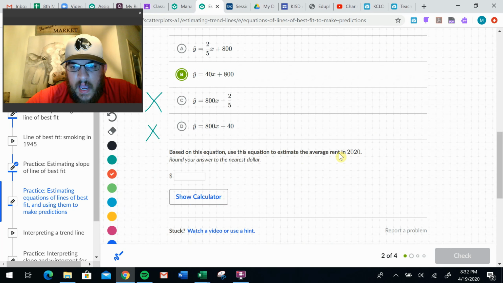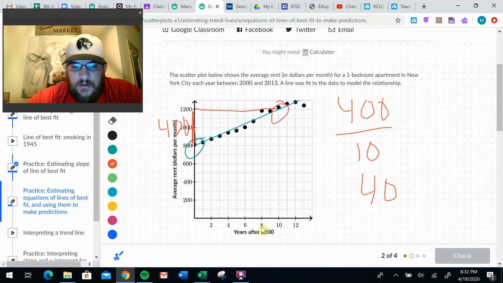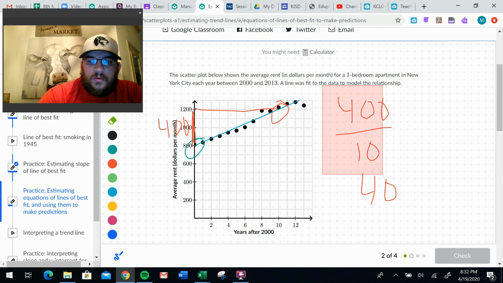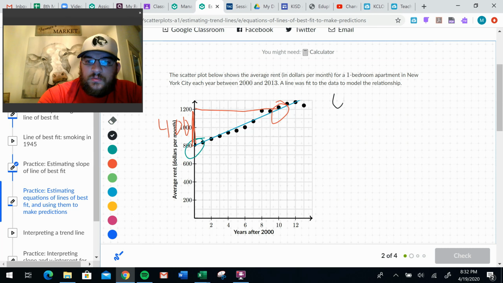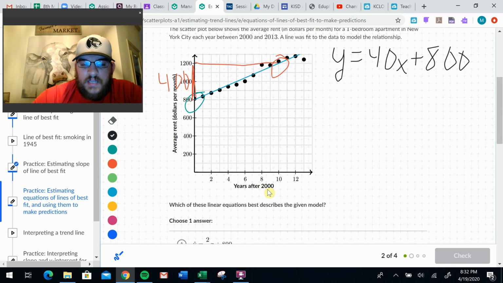Now, we need to estimate what the average rent is in 2020. Okay, well, if we look, this says years after 2000. On this graph, we don't see 20 years to be able to get the answer. So this is what we're going to do. We're going to do what we just did. We're going to take our equation, which we know is y equals 40x plus 800. Okay. We know the year we're looking for is 2020. Well, that's going to be 20 years after 2000, because this is years after 2000.